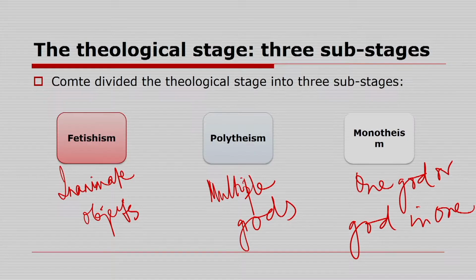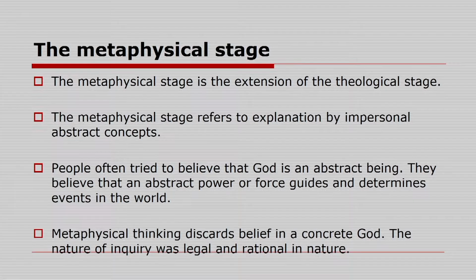Okay? Basically the theological stage suggests that there is a divine power, a supernatural force which has created human beings and this universe. Okay? The second stage of Comte's law of three stages is known as the metaphysical stage. If I pose the question now, who has created us, so far as theological stage thinking is concerned, we'll say that we are created by gods and goddesses, divine power, supernatural forces.